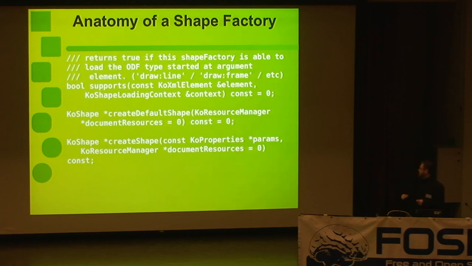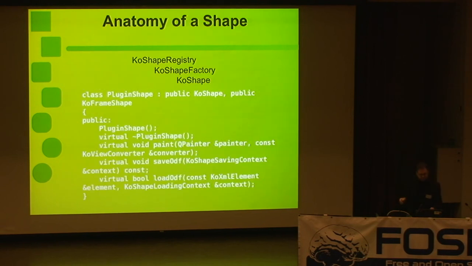Give me a chance. Then we call create a default shape, which is just an empty version of that shape. And then on the shape, we call load ODF. And the shape populates itself with the data and is now ready to be used, shown, or edited. So what does a shape do? A shape loads itself, paints itself, and then, when asked, it will save itself to ODF. That's what we do in our core.